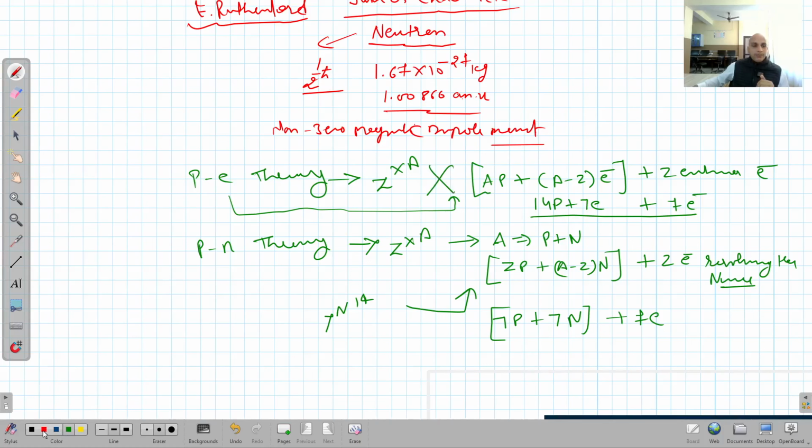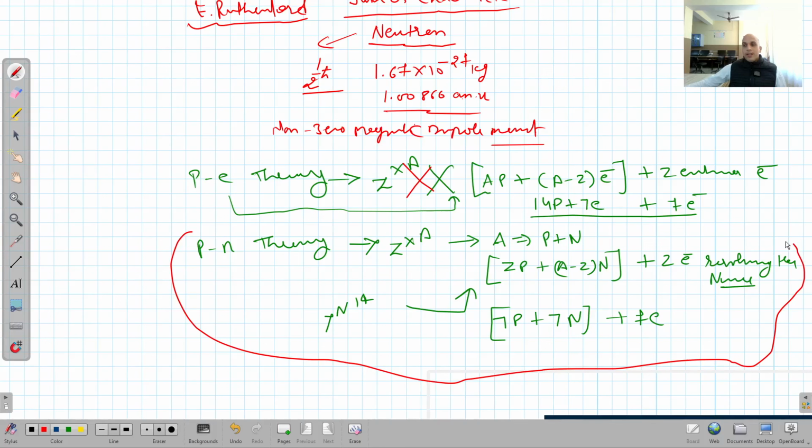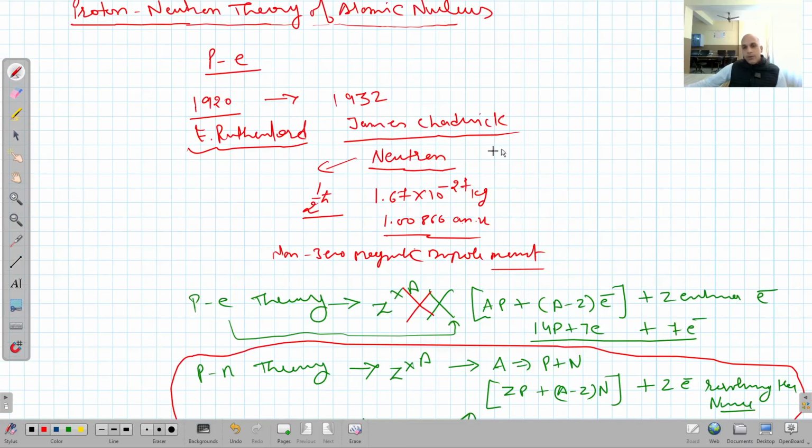It is rejected, right? So we have now this picture is rejected. Now we have this picture that is more accepted according to the different principles of physics, right? Proton neutron theory. So I told you about the different properties of the neutron.